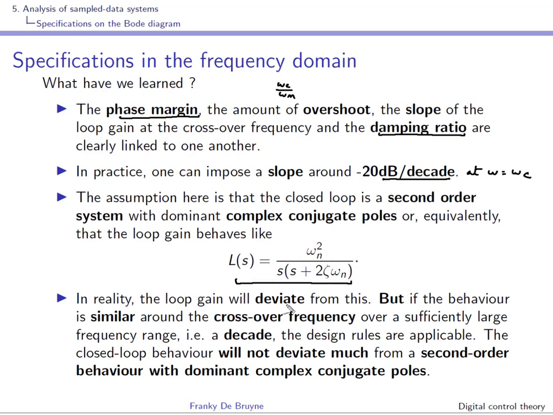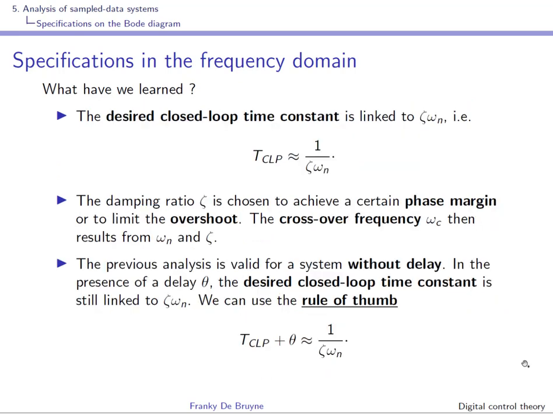In reality, the loop gain will deviate from this, but if this transition region is sufficiently wide, more than a decade, and if the transition is smooth and you impose this slope of around minus 20 dB per decade, the closed loop behavior will not deviate much from a second order behavior with dominant complex conjugate poles.